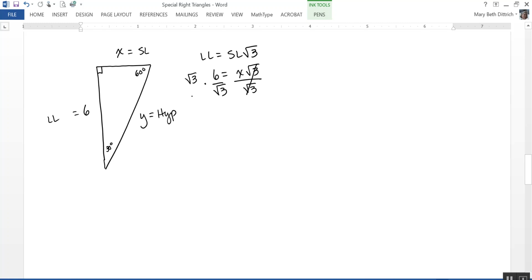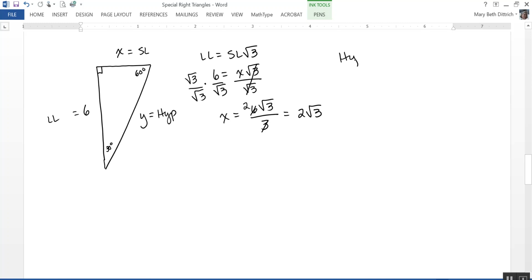Have to rationalize my denominator. So x is equal to 6 square root of 3 over 3. And I can cancel, and x is equal to 2 square root of 3. So x was my short leg. That's 2 square root of 3.